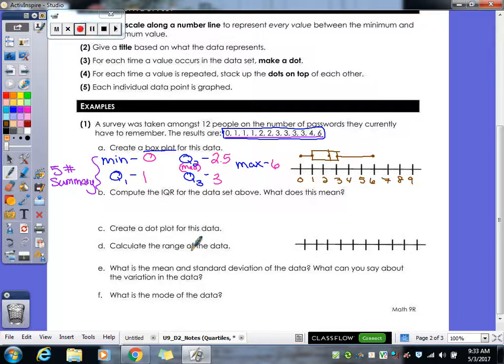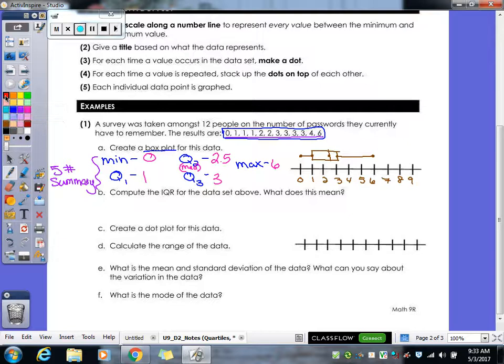So there we go. We created our box plot for this data. We need a title? Not on a box plot, only on the dot plot. But if you want to get in the habit of putting a title, you're not going to lose points for that. So that's not a bad thing we could do.